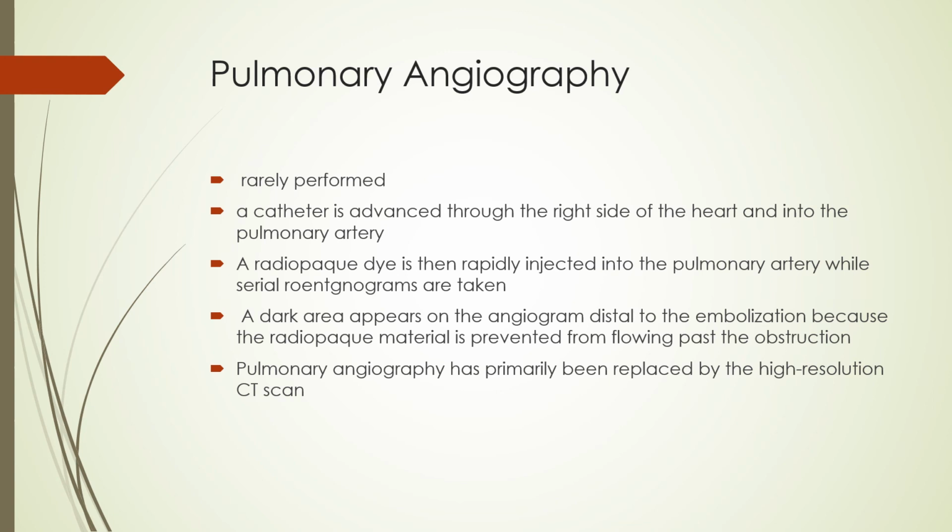All right, pulmonary angiography can be done. It's very rarely done, and it's just more in here for completion's sake. This is where they take a catheter, and this is usually done in the cath lab, and they go through the right side of the heart into the pulmonary artery. Then they put a dye in there, right? And then that dark area where they see it on the angiogram, they can sort of see how much blood is flowing past there.